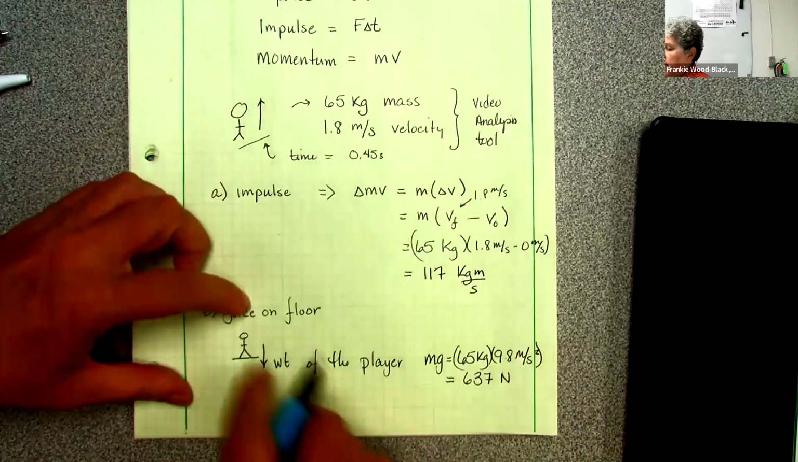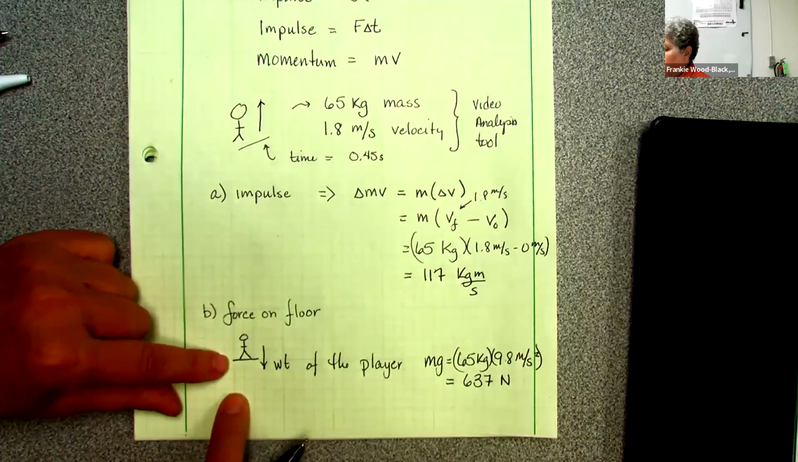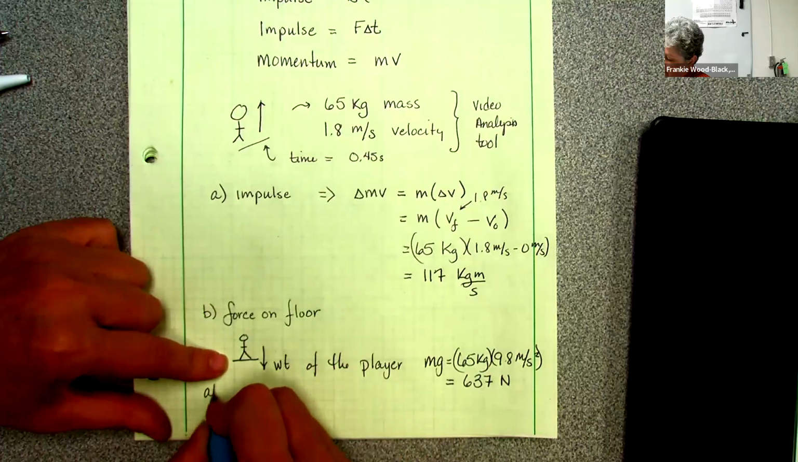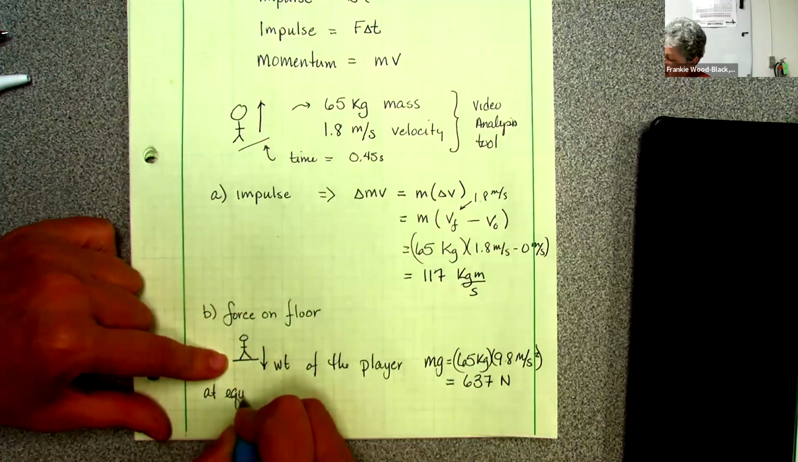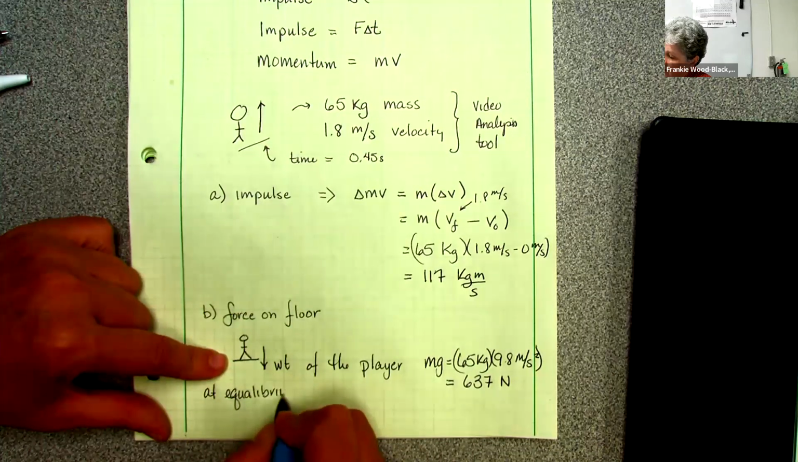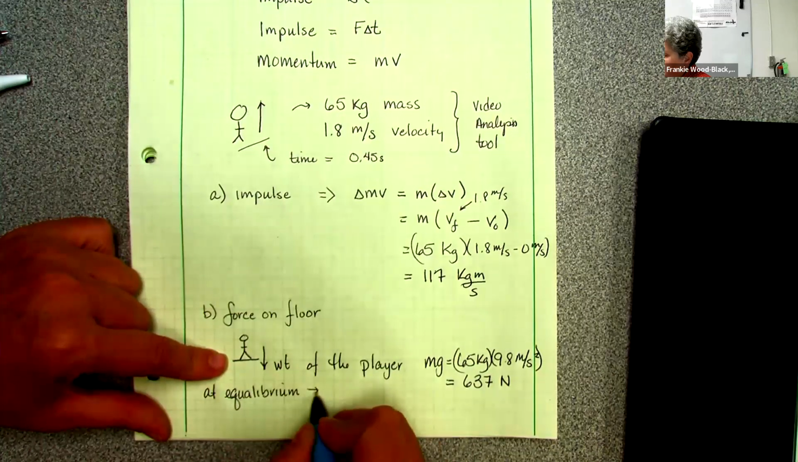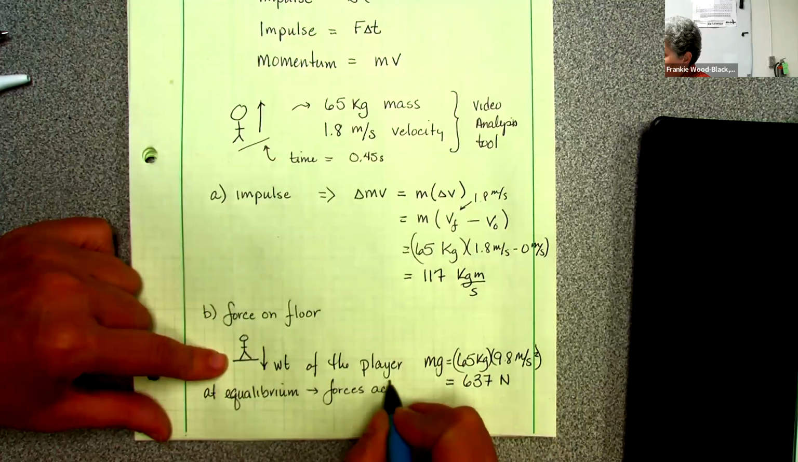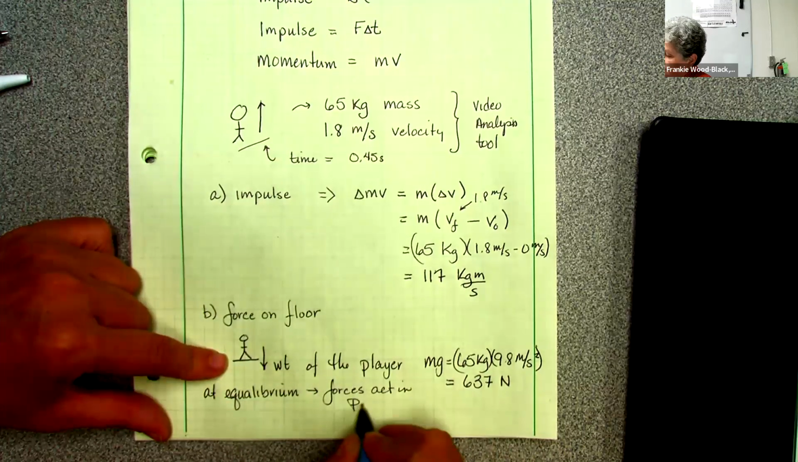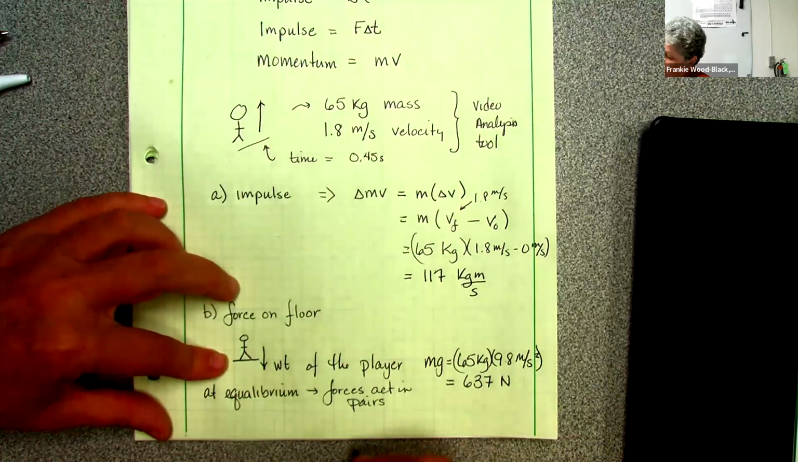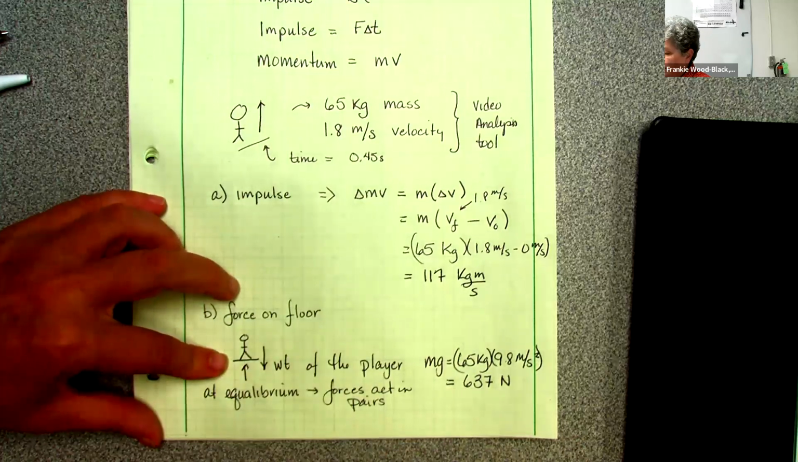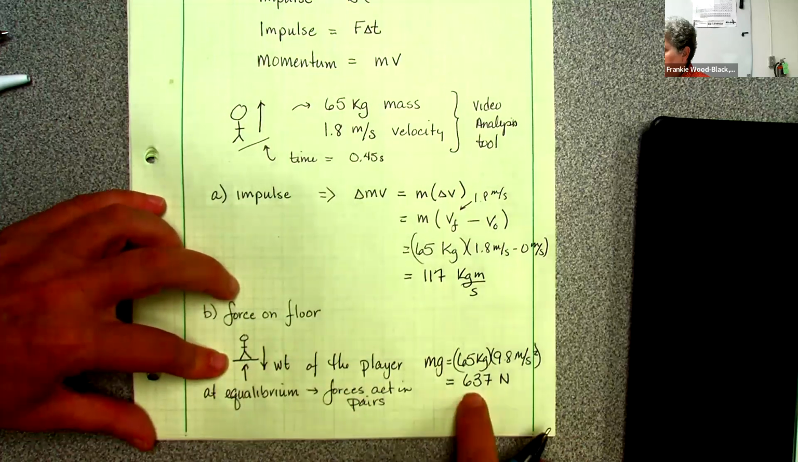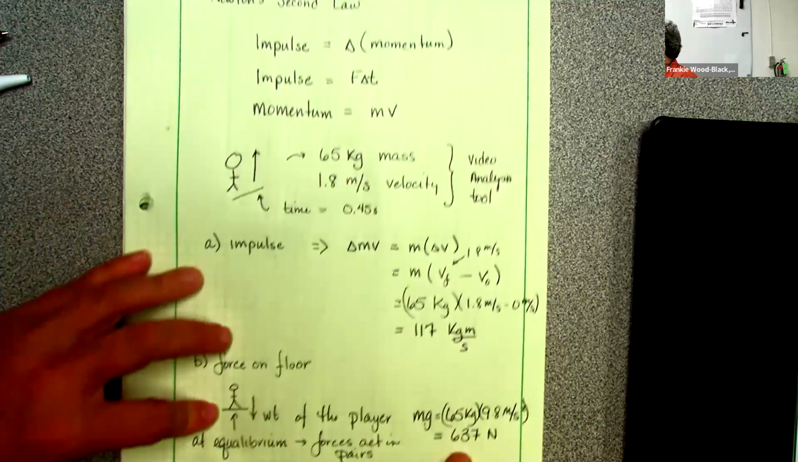So the force that the basketball player is applying on the floor, and at equilibrium, our forces act in pairs. Forces act in pairs. So the force of the floor is going to be equal but opposite. And it's going to have a magnitude of 637 newtons.